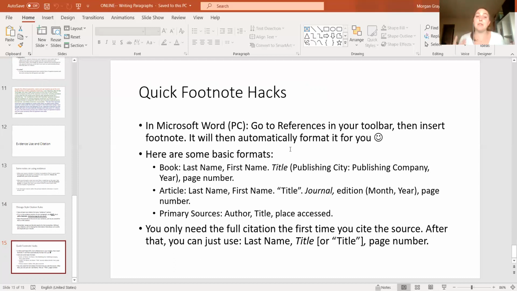Some basic formats for you are here. You can pause the video and copy them down if you want. I'm not going to read through them. But these are basically the things that you will need to know. You only need the full citation the first time that you cite the source. After that, you can just use last name, title, page number. You will always need, at this level, the page number. So it helps if as you're reading, you take notes that include the page number. It streamlines the process a little bit.